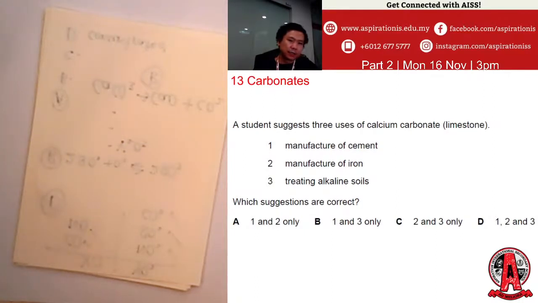We use calcium carbonate to manufacture iron because calcium carbonate is used to produce calcium oxide, which is basic, and we use it to react with the acidic impurities to form slag. So we use calcium carbonate in the manufacture of iron. Moving on.